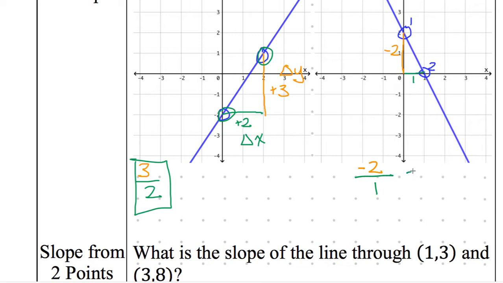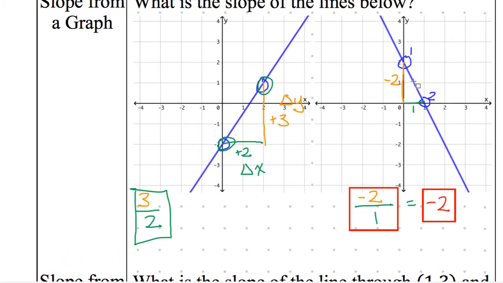I guess I could simplify this a little bit further and say, okay, well, negative 2 divided by 1 is just negative 2. Both of these are fine. You can say negative 2 over 1, that's totally fine, or you can say negative 2. Both of those are correct. So that is the slope of this line.